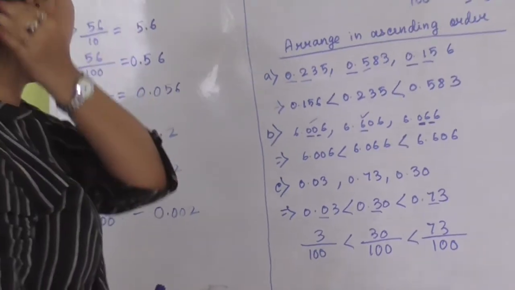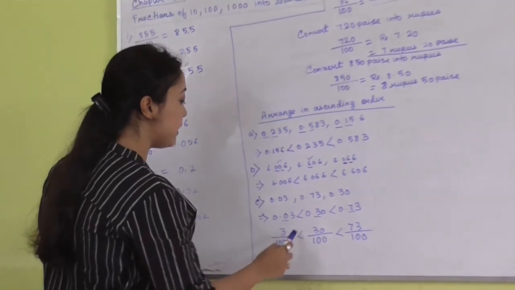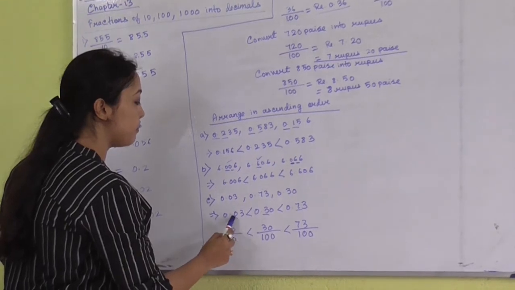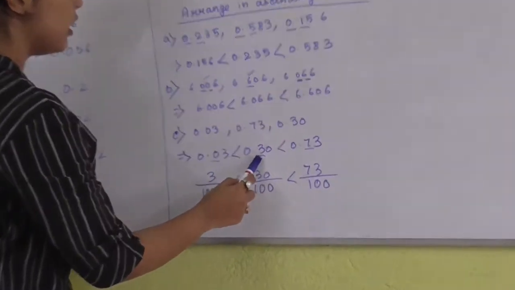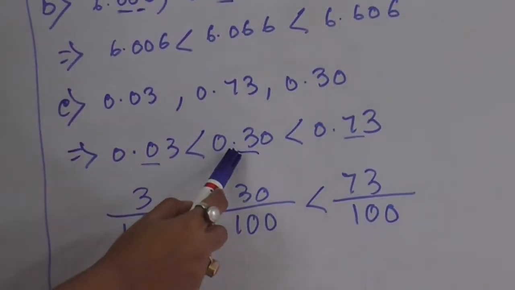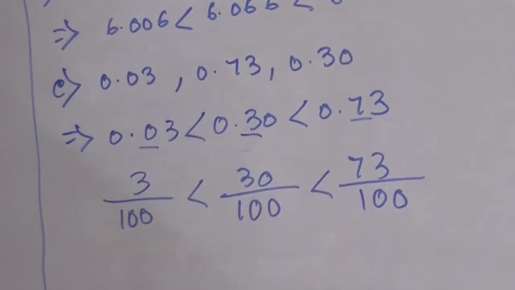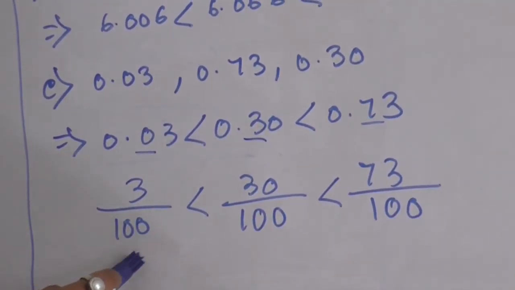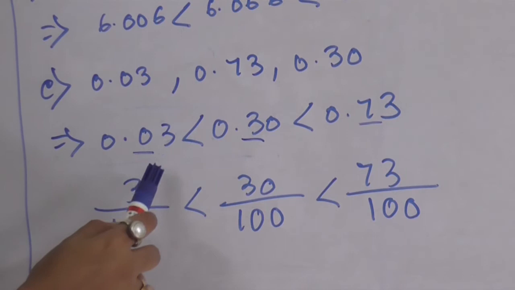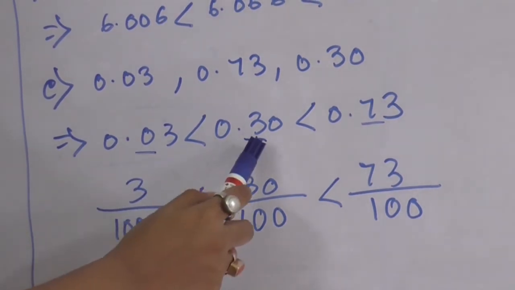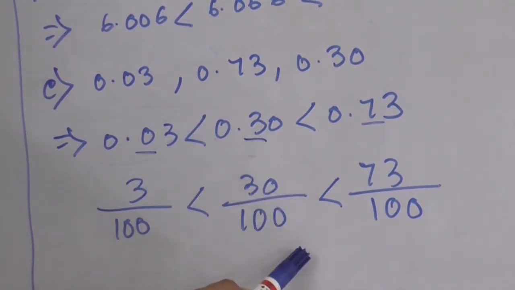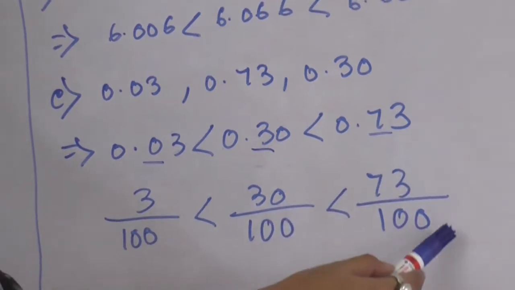Here I have written 3 by 100 because after this decimal point two numbers are given. In these three cases you can see that after this decimal point two numbers are given. So in these three cases I have to consider 100 in the denominator part. So here I have to write 3 by 100, and here we are getting 30 by 100, and here we are getting 73 by 100.